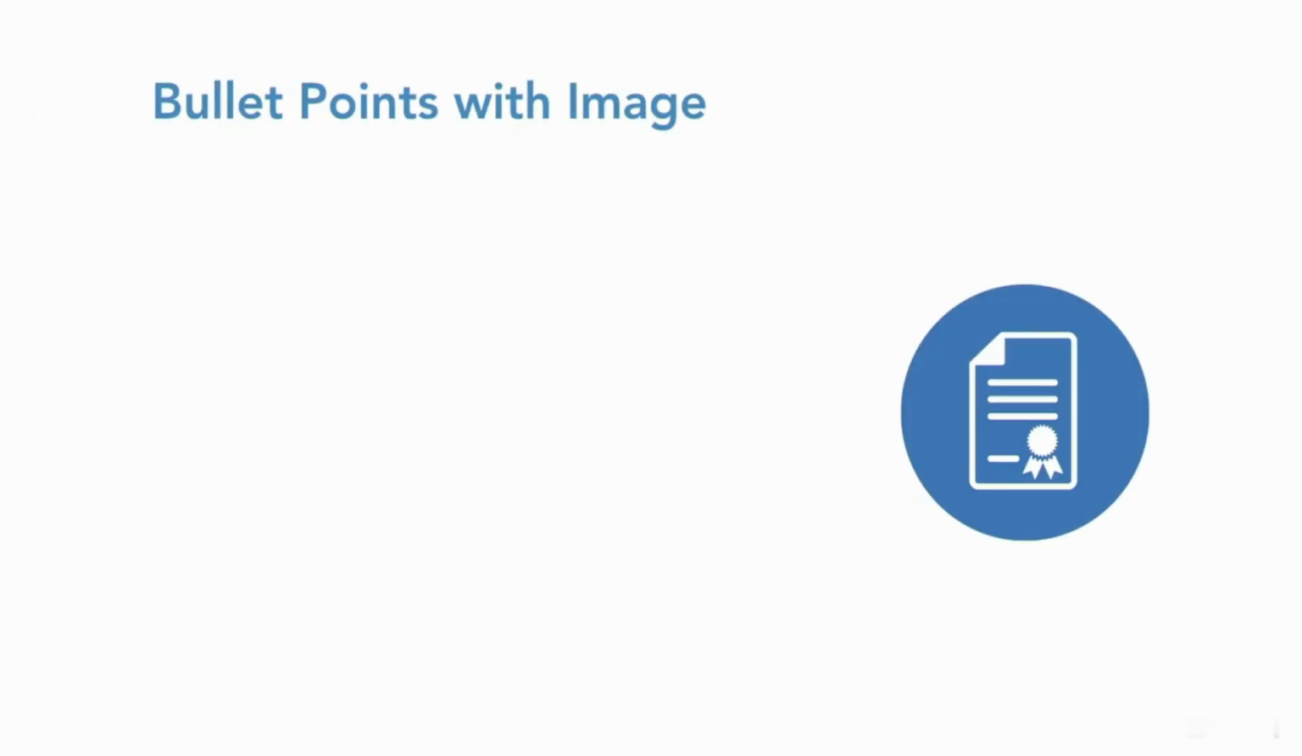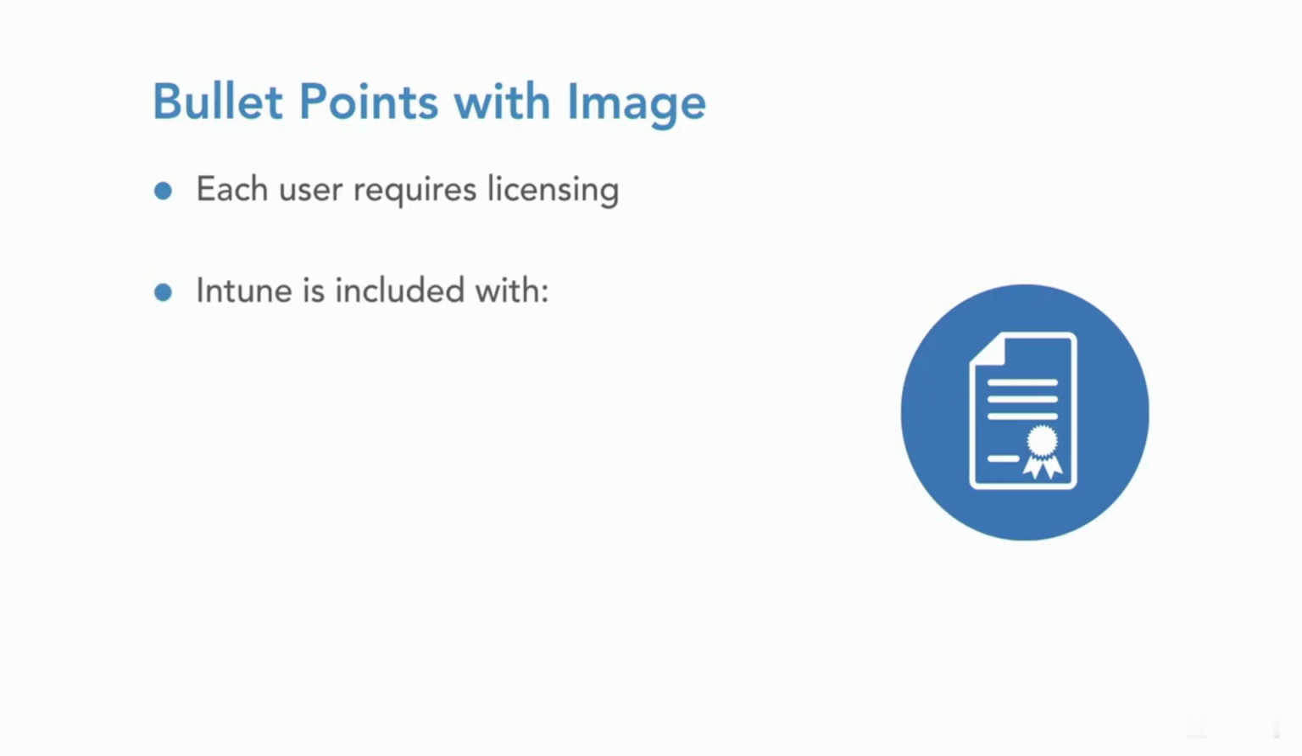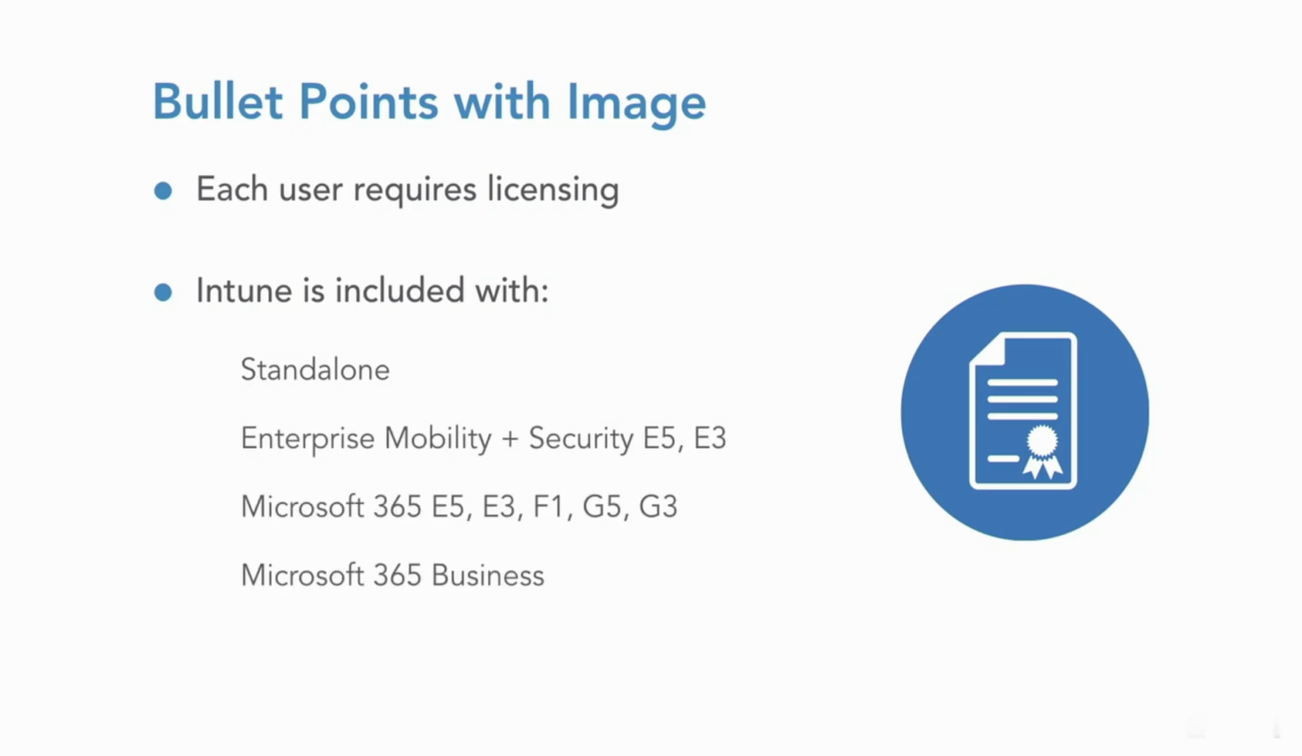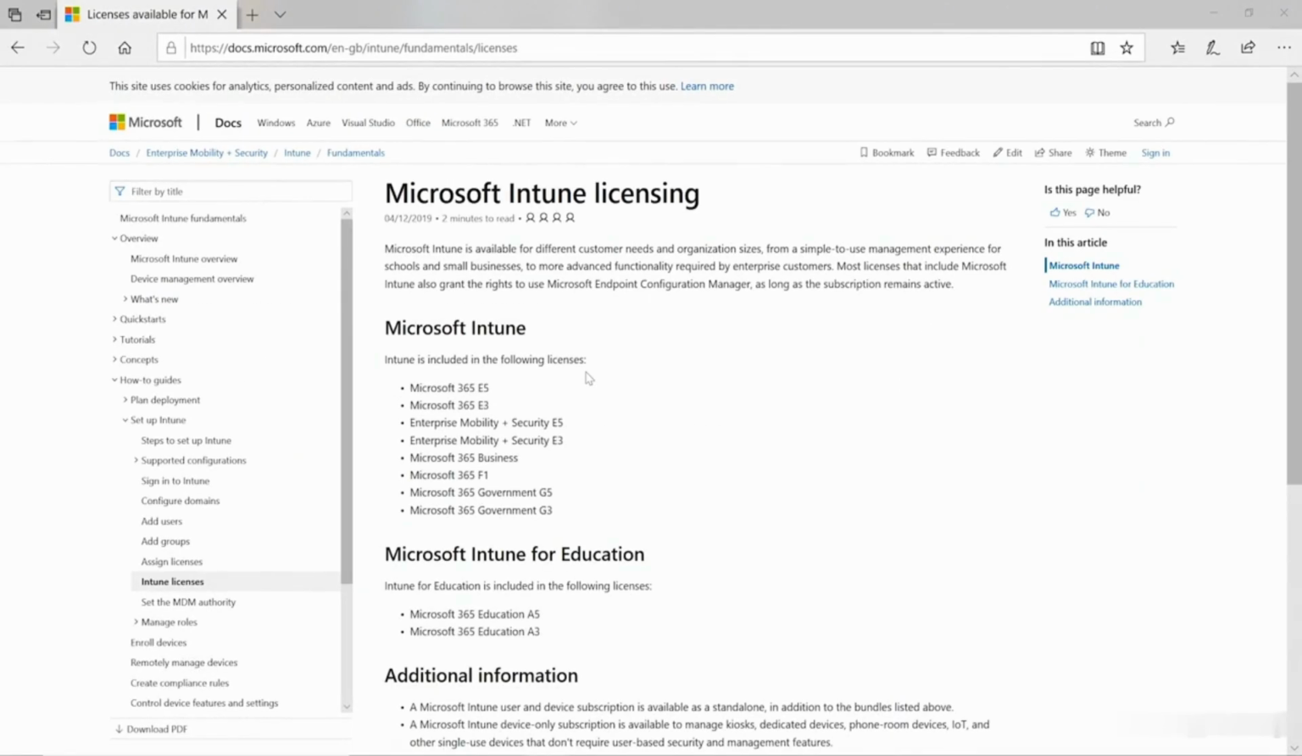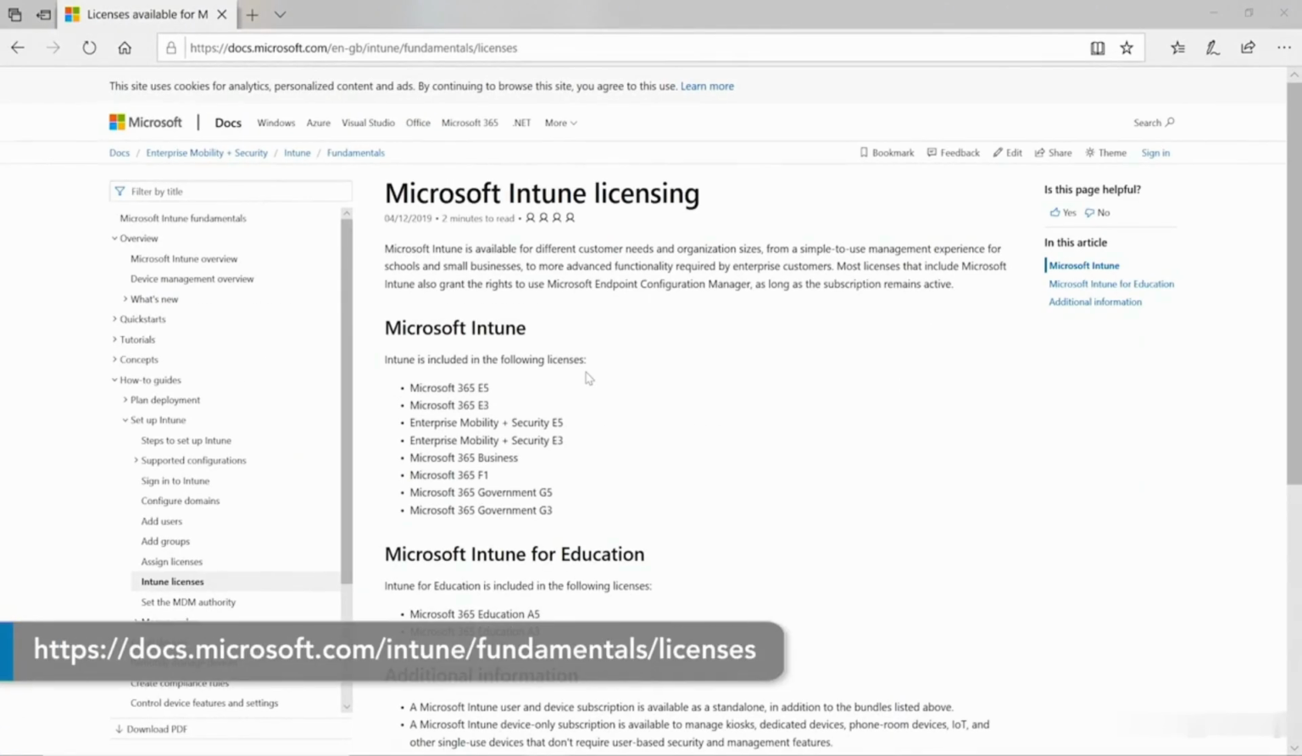Every user that needs MDM functionality requires a license. Intune is available and included in different subscriptions, including a standalone Intune license, Microsoft 365, and Enterprise Mobility and Security subscriptions. There are also additional licensing options that you can review by using the web page on screen.